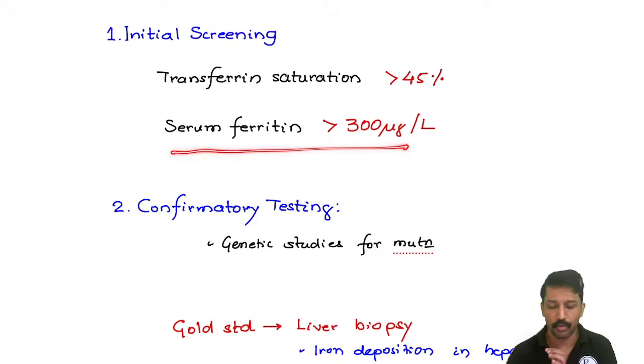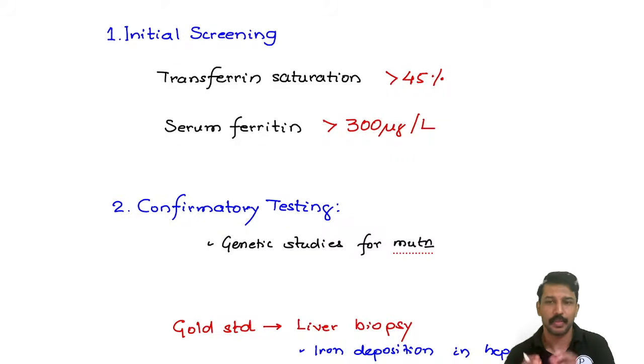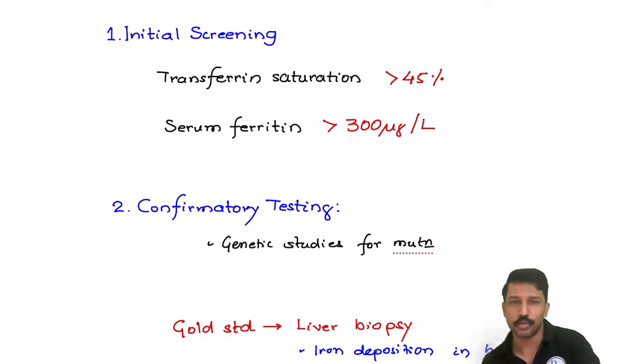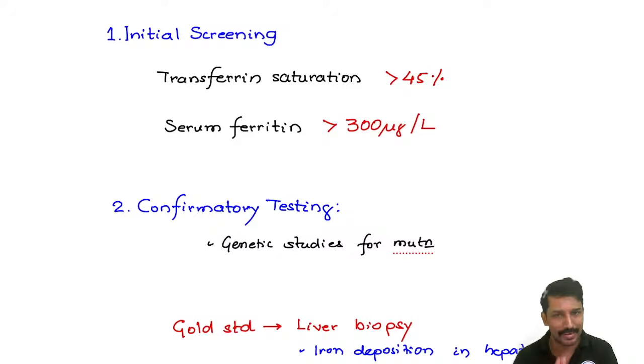If it is more than 300 micrograms per liter, with both these iron indices elevated, now you have a strong case for hereditary hemochromatosis. You can go ahead with the confirmatory testing. Right now, the confirmatory testing is genetic studies for the mutations. We will first test for the common mutation, that is HFE mutations. If not found, we will check for other atypical mutations.